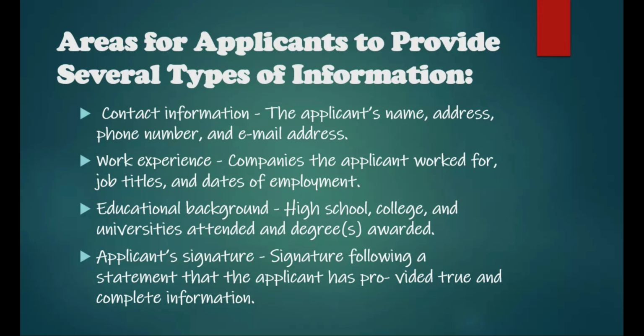Areas for applicants to provide several types of information. Contact information: the applicant's name, address, phone number, and email address. Work experience: companies that the applicants worked for, job titles, and dates of employment. Educational background: high school, college, and universities attended, and degrees awarded. Applicant signature: signature following a statement that the applicant has provided true and complete information.